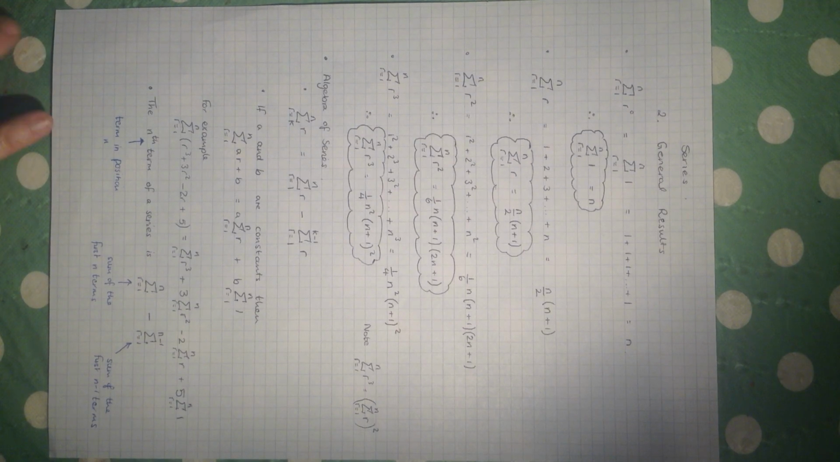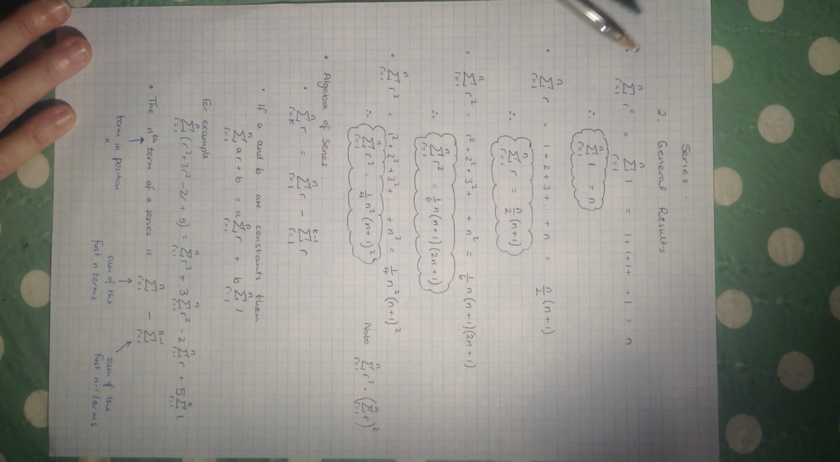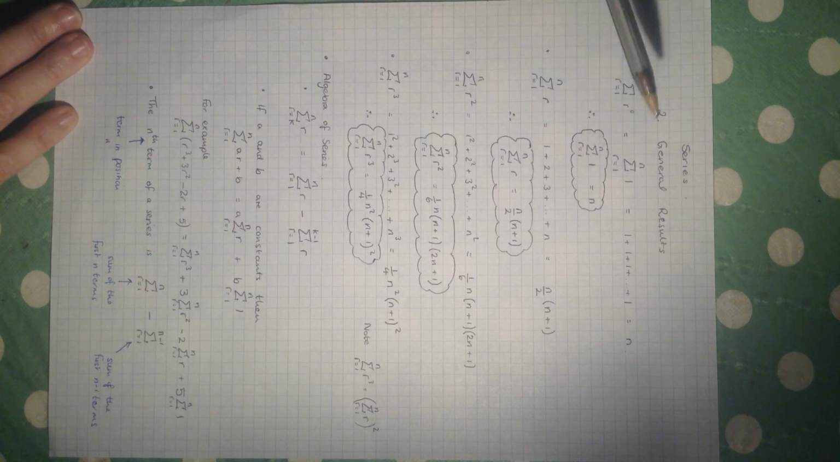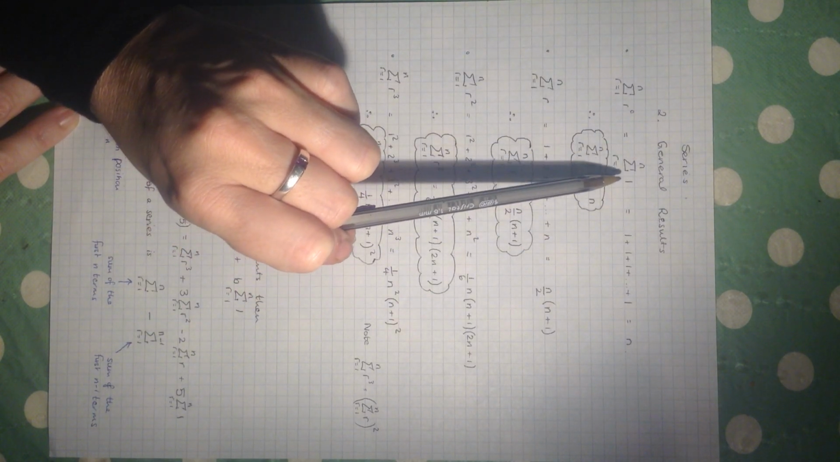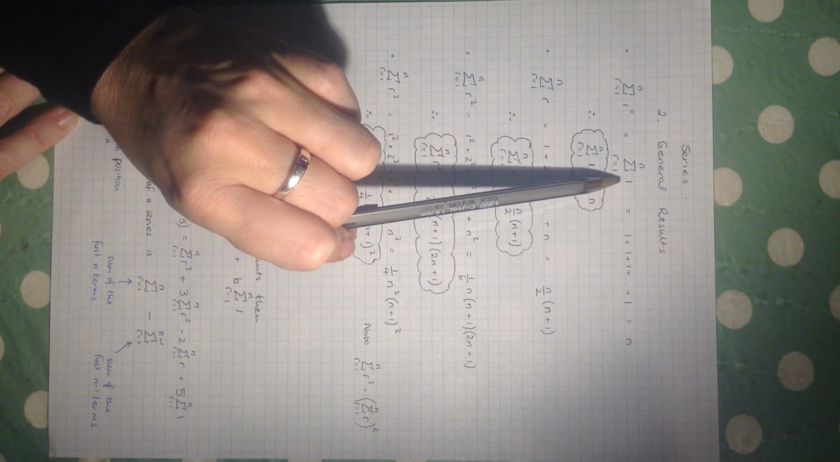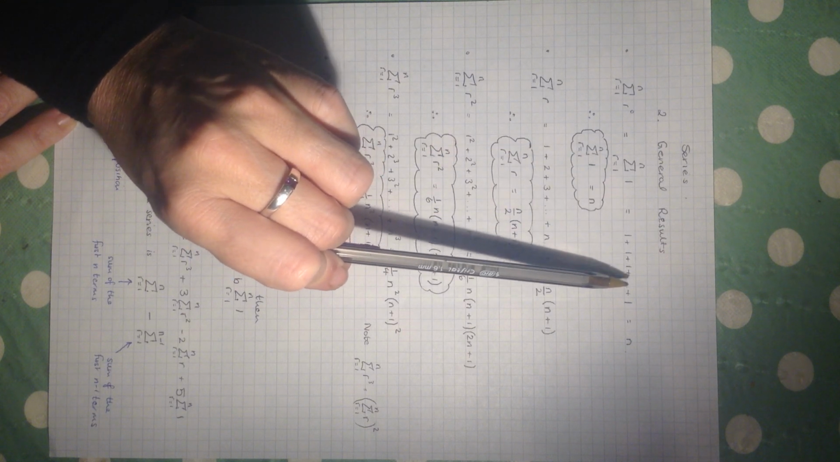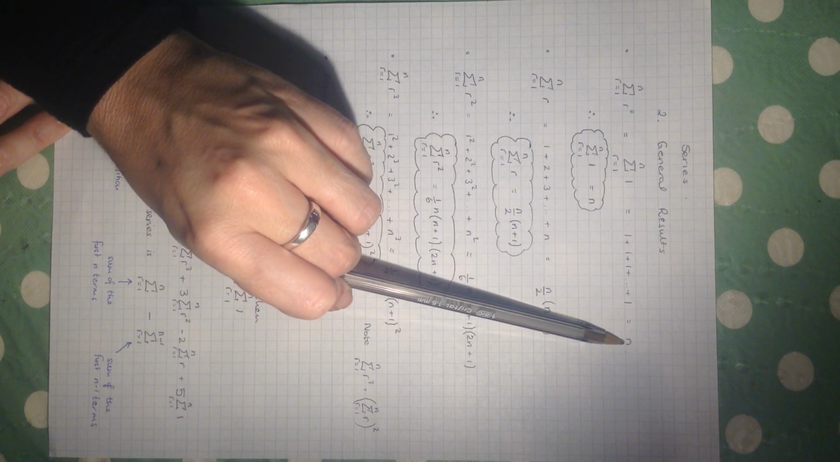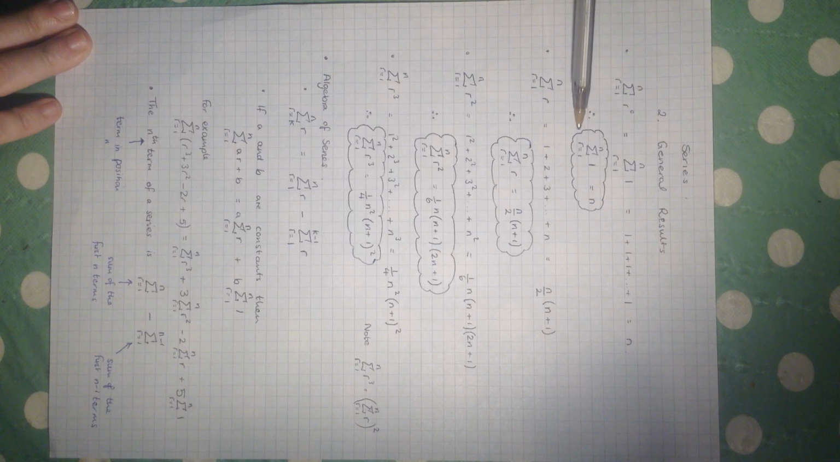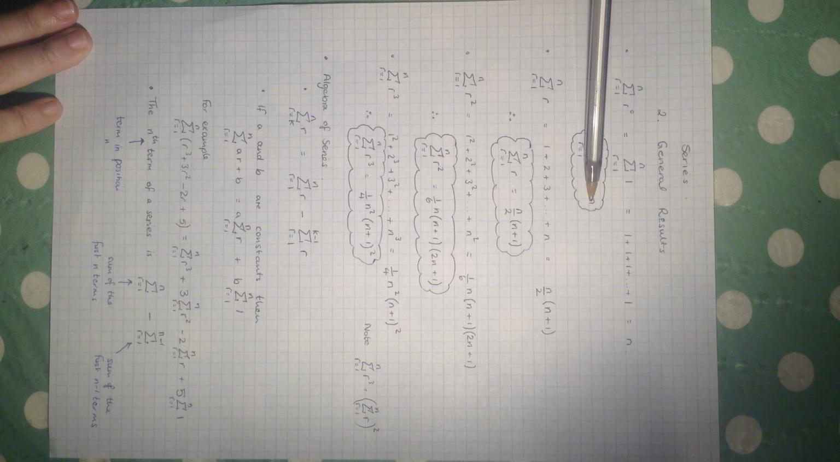The second video in our series looks at general results. There are some very useful general results. If you want to sum r to the 0, which is 1, so if you're summing 1 from r equals 1 to n, every time you put in a value it will just be 1, so it will be 1 plus 1 plus 1 plus 1 plus 1, n times, so that will equal n. So our first general result is the sum from r equals 1 to n of 1 is just n.